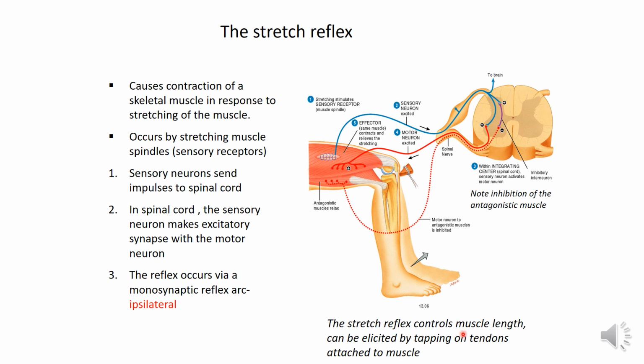The stretch reflex controls muscle length and can be elicited by tapping on a tendon attached to the muscle. And this reflex is known as the tendon jerk, because tapping of the tendon produces jerky contraction of the muscle or jerky movement of the joint, so it is named the tendon jerk.